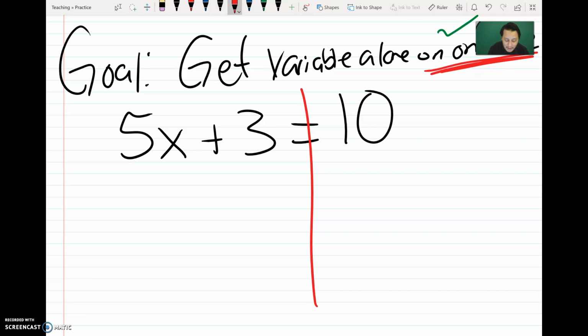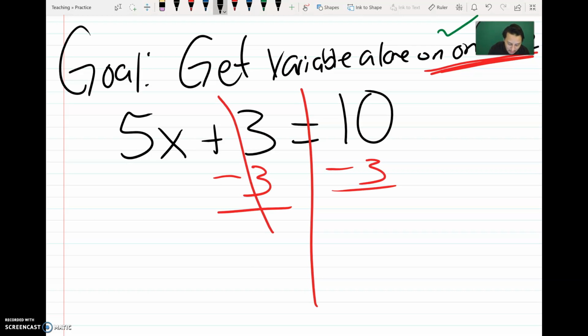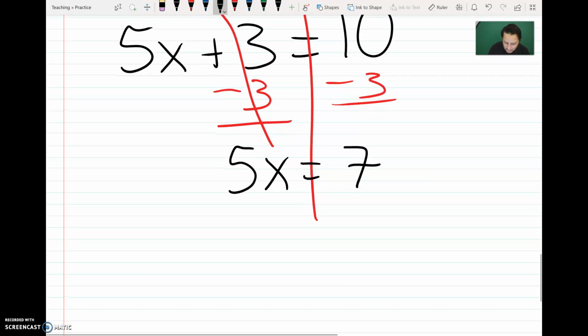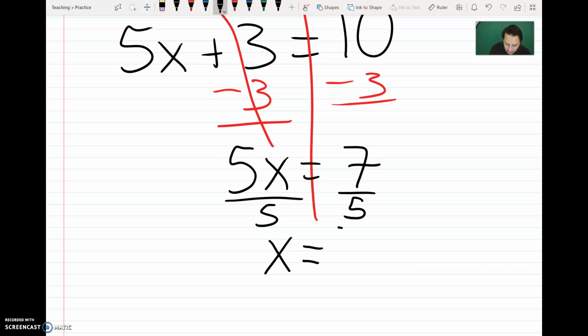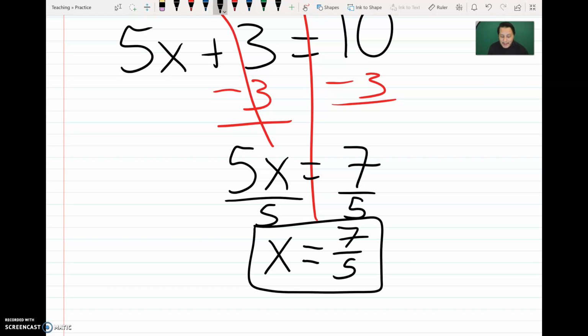This 3 is a positive 3, so I'm going to subtract the 3 on both sides. This reduces to 0. I'm left with 5x equals 7. Wish I would have picked a prettier number, but now we just divide by 5, right? That's always our last step. Our last step is always to divide. x equals 7 over 5.